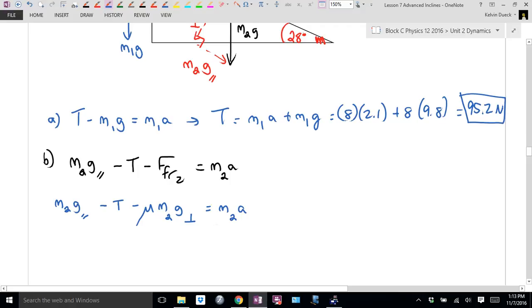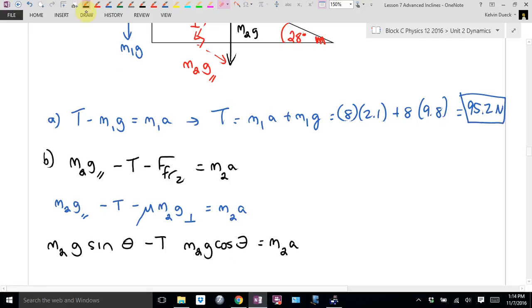Now let's do our trig. Parallel sine, perpendicular cos, of course it is. Right? I hope. So it's going to be M2G sine theta minus tension minus mu M2G cos theta. That equals M2A. What's mu? I don't know.